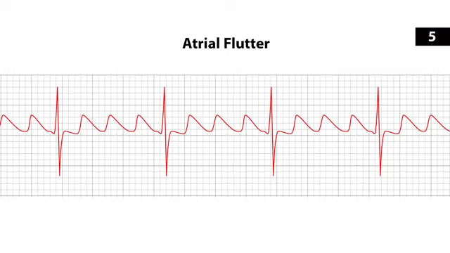AFib has no P waves and it's irregularly irregular. A flutter, again, has the P waves and it's going to look a lot more regular. Here you do have atrial contractions. However, because of that elevated rate, there may not be enough time for the ventricles to fill.